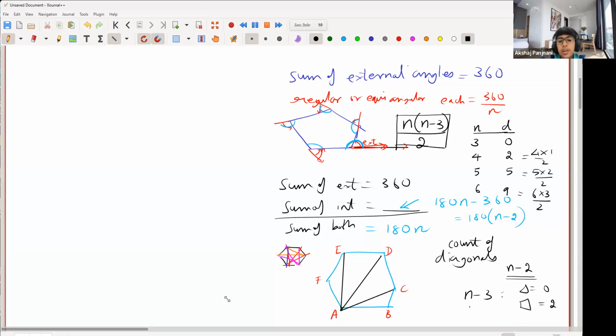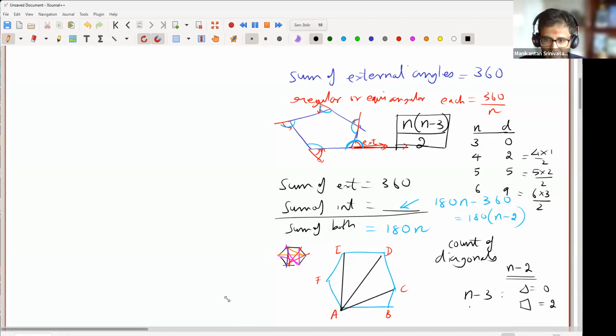I draw AB, it's already a part of the shape. Very good. And AF is part of the shape. Very good. And you cannot draw a diagonal from A to itself, right? So very good. So there are n vertices. When I say n-sided polygon, it obviously has n vertices as well. So a 6-sided polygon has 6 vertices, A, B, C, D, E, F.